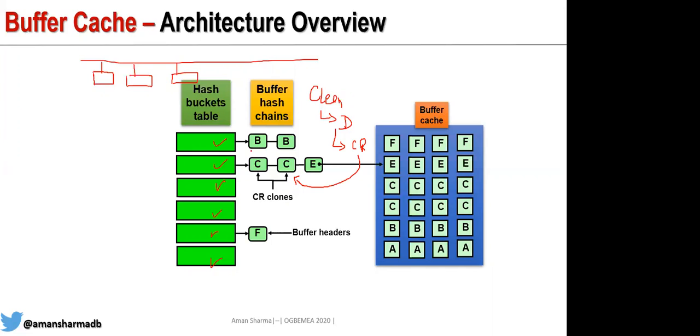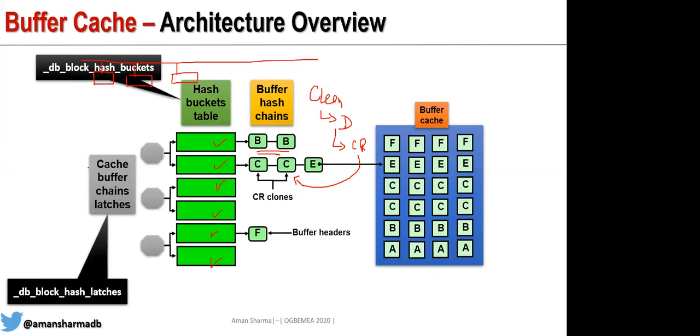Now, to access the buffers in this hash chain, we use the cache buffer chains latches. Earlier, one particular latch maintained one bucket, but now it is 1 to n, so one latch can maintain more than one bucket. You can configure these buckets and latches by parameters, but you are not supposed to. Oracle says this configuration is no longer required to be done manually by the DBAs.